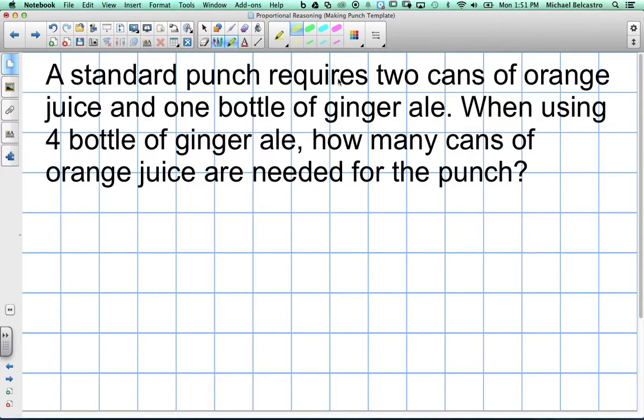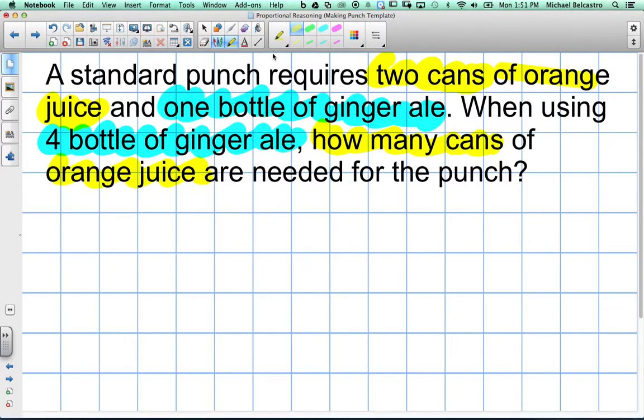A standard punch requires 2 cans of orange juice. And what I'm going to do when I'm highlighting, I'm just going to highlight the other one in a different color. And 1 bottle of ginger ale. That's important. When using 4 bottles of ginger ale, so ginger ale we highlighted in blue, the question asks, how many cans of orange juice are needed?